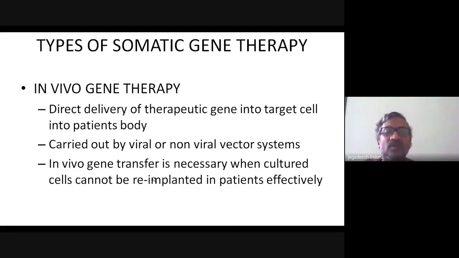We are not able to make that precisely possible, and we are doing this in-vivo gene therapy within the body itself, because of the problems without using it.